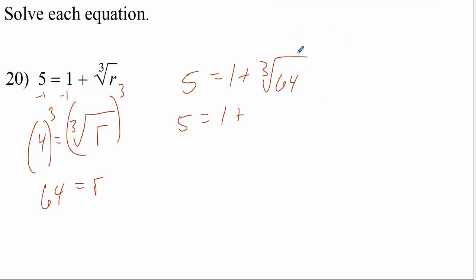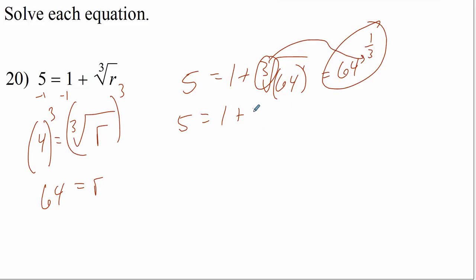Now, if we don't know what this is, really what we're doing is, remember from last section, we talked about we can write this as 64 to the 1/3. Remember, this is a 1, so 64 to the 1/3. The index is your denominator. You can plug this in a calculator, and you'll get 4. 5 equals 5. Therefore, this is our answer, and it does check out.